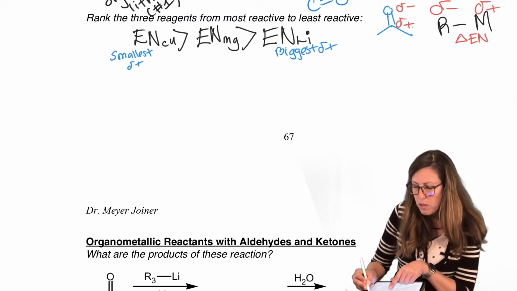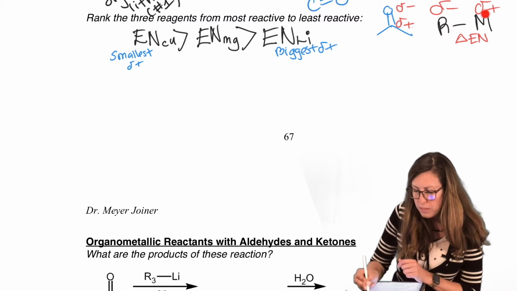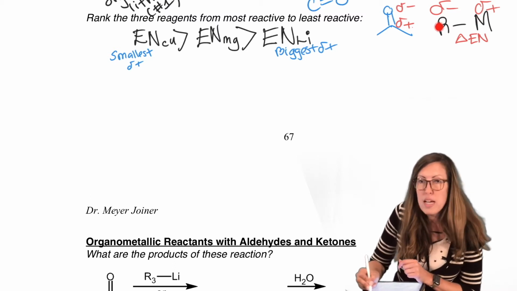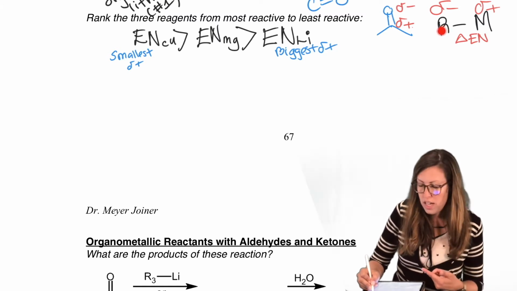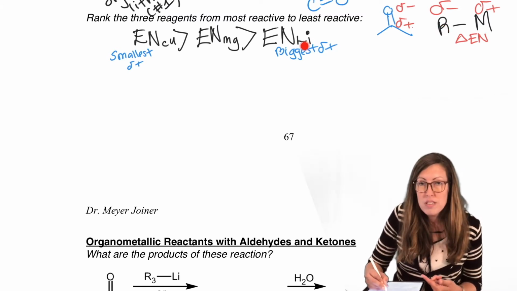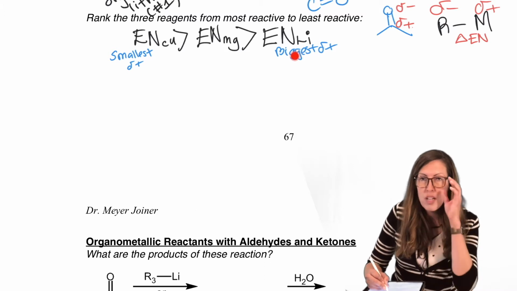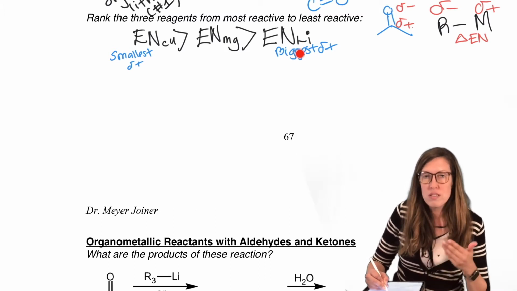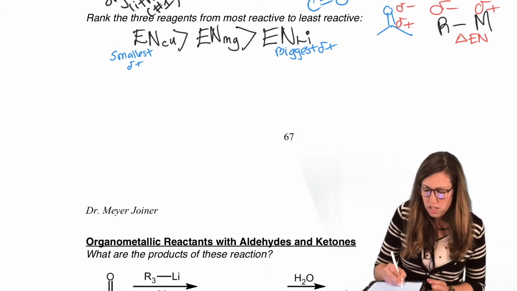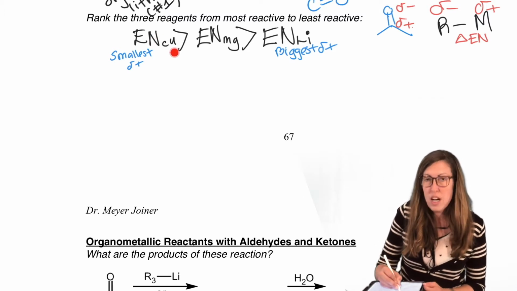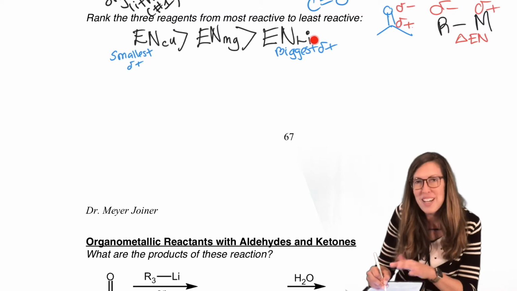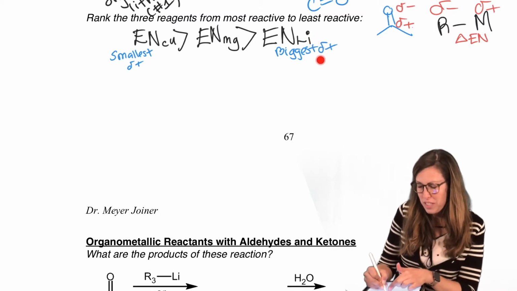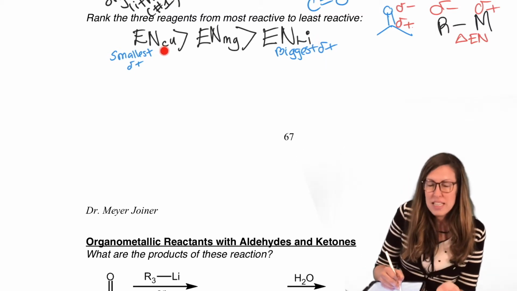Knowing that the biggest delta plus comes from the lithium means that the dipole is bigger. So if the dipole is bigger, then this is more reactive, because remember, non-polar bonds are not reactive. Very polar bonds are very easy to break, very reactive. The one with the lithium is the most reactive because we have the biggest delta plus. The one with the copper is the least reactive.